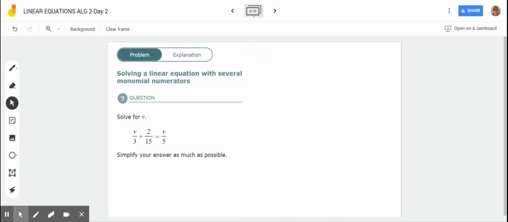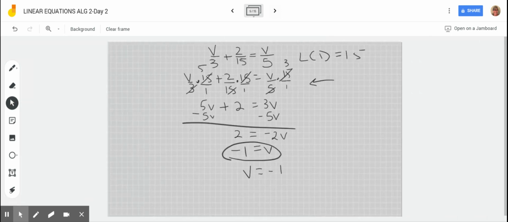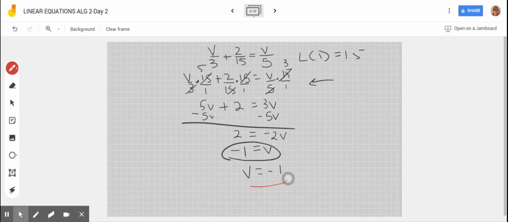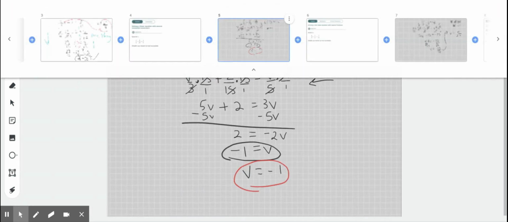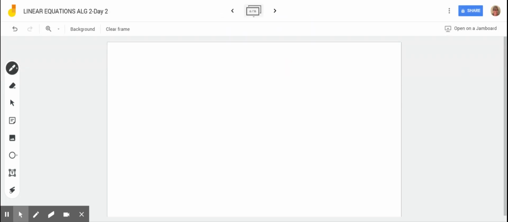Okay, here we go with this one. I'm going to go ahead and show the check. Okay, what did we get for our answer? We got our answer as v is equal to -1. Okay, so again, you rewrite your equation. Here it is. It was v over 3 plus 2/15 equals v over 5. And we found v is equal to -1.